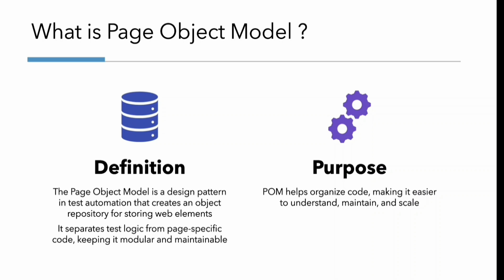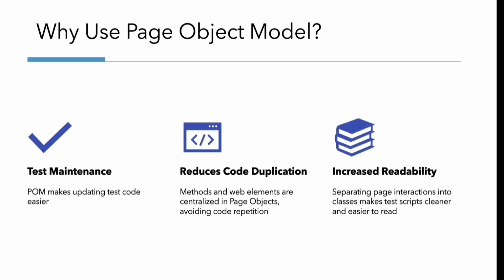So why are we doing that? What is the purpose of the page object model? It organizes our code and makes it easier to understand. We can maintain it properly and we can do scaling. This kind of thing we can do with the help of the page object model. Now, why do we need to use page object model? What is the reason behind it?